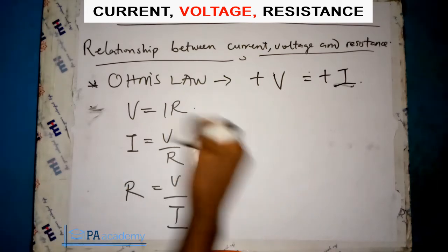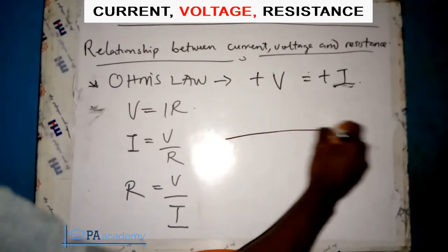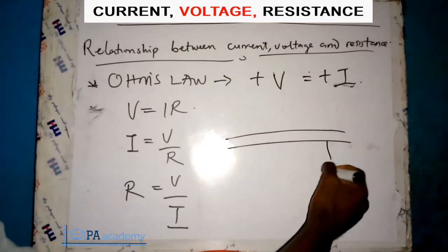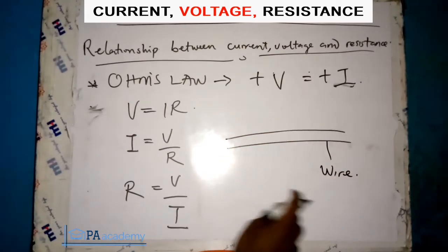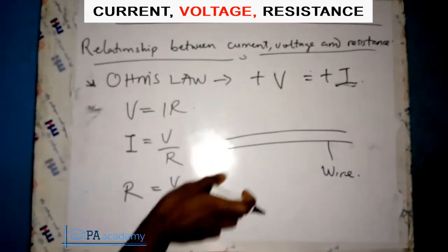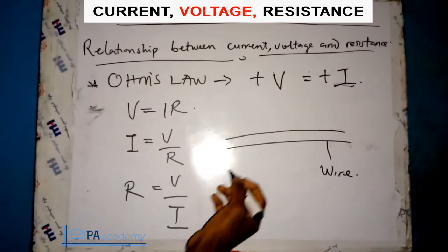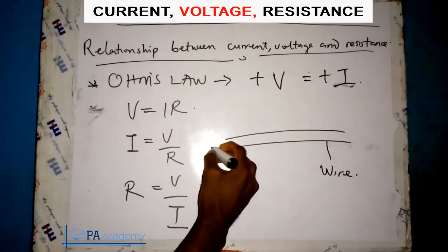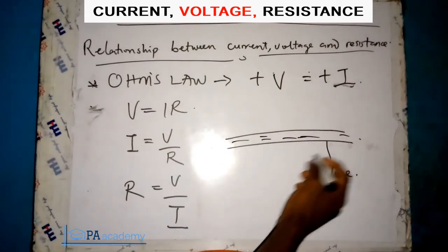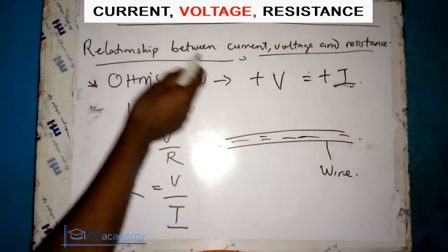So let me just explain this again. Let's say we have a wire like this. This represents our wire. You can see this is just one wire. How do these three things work inside the one wire? So if you have one wire like this, the charges that are flowing in this wire are what we refer to as the current.